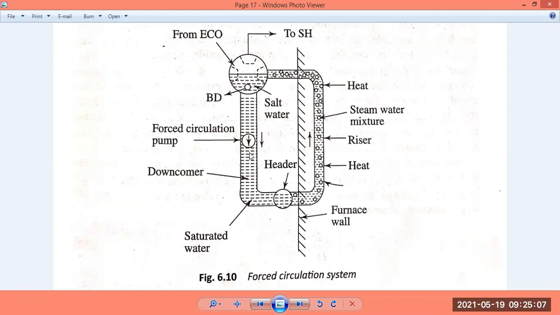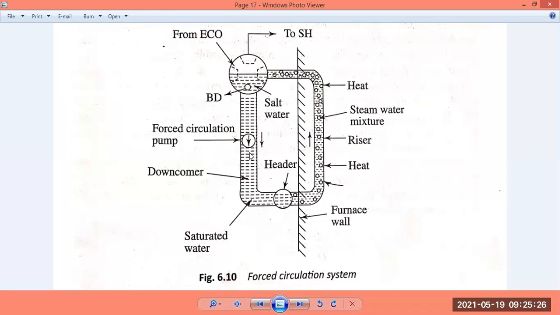When the boiler pressure is greater than 30 bars, what happens? Downcomers are sometimes placed outside the furnace so that we create more density difference, because by keeping it outside, the liquid water is flowing inside the downcomer portion of the circuit itself.